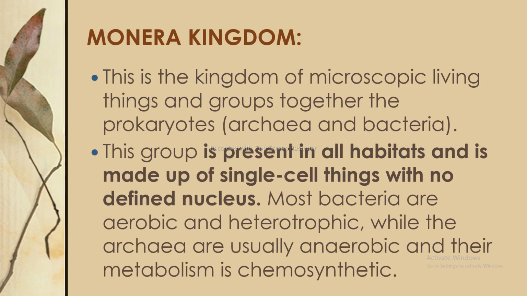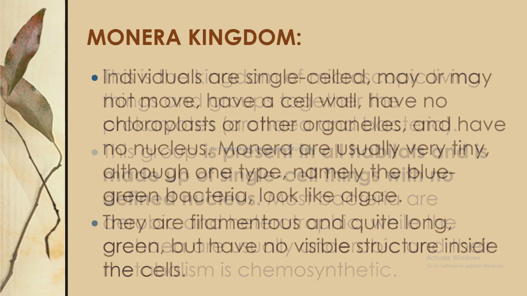Next comes the Monera kingdom. This is the kingdom of microscopic living things and groups together the prokaryotes, which are archaea and bacteria. This group is present in all habitats and is made up of single-celled things with no defined nucleus. Most bacteria are aerobic or heterotrophic, while the archaea are usually anaerobic and their metabolism is chemosynthetic.